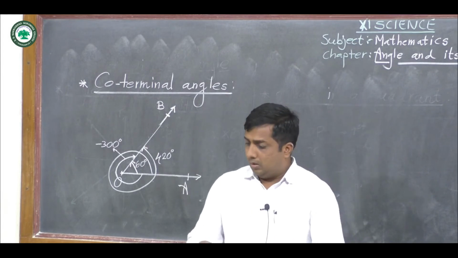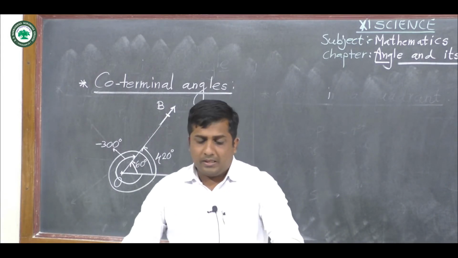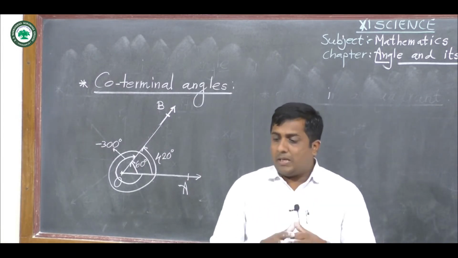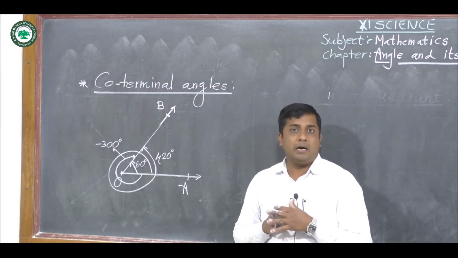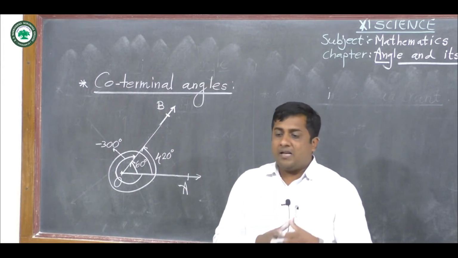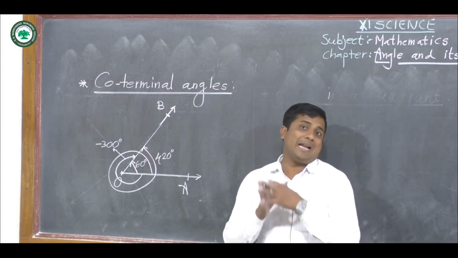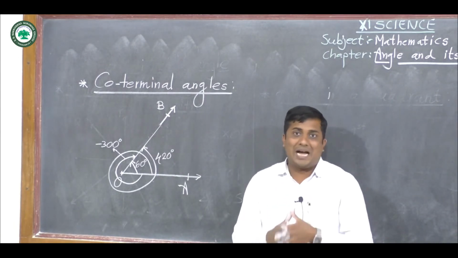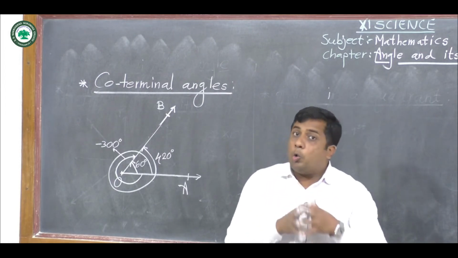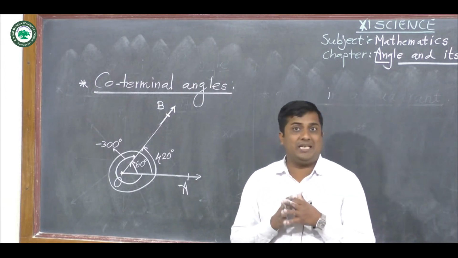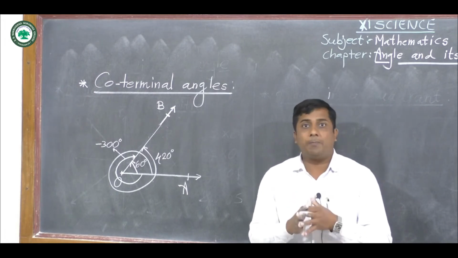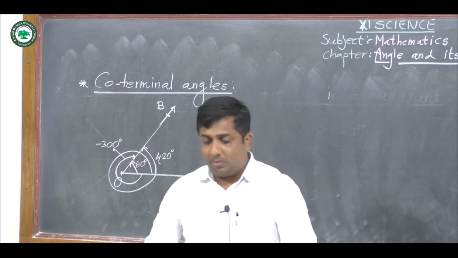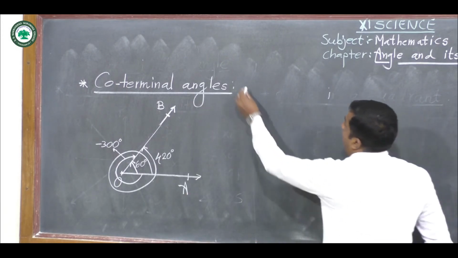Now we consider one note. If two directed angles are coterminal, then the difference between the measures of these directed angles is always a multiple of 360 degrees. Let us consider some examples depending on these coterminal angles.